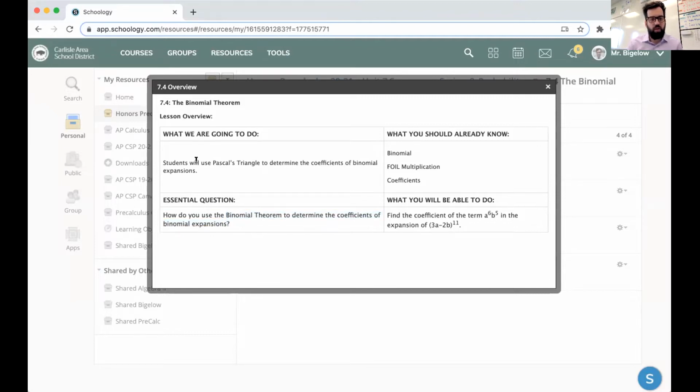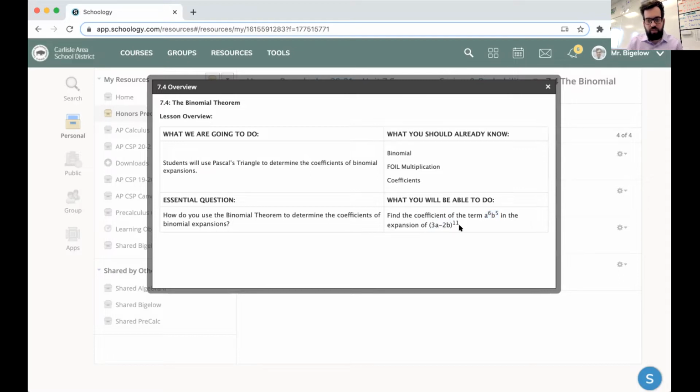We're going to use something called Pascal's triangle to determine the coefficients of binomial expansions. And by the end of this lesson, you're going to be able to look at something like 3a minus 2b to the 11th power and find a specific term of the final answer, multiplying all that out without actually doing all of the work. So for example, we'll be able to find the coefficient of the term that has a to the 6th, b to the 5th. So in other words, what number comes in front of a to the 6th, b to the 5th.